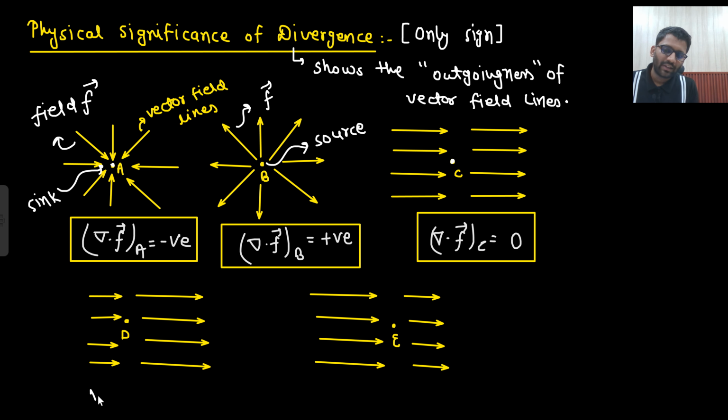What do you think the divergence will be at point D? Positive, negative, or 0? Less intensity of lines came in, more intensity of lines is going out. That means it is acting like a source, right? It is giving us more water. Less water came in, more water is going out. Positive. And what about this?